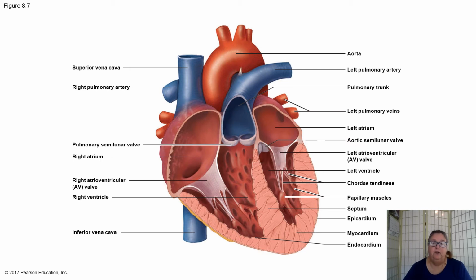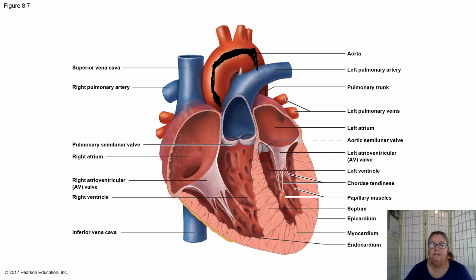All right, let's look at the vessels. The aorta is large and strong. It's elastic, and that is taking oxygenated blood from the left ventricle to the body. So that's the beginning of the systemic circuit. This is the ascending aorta, the aortic arch, and the descending aorta.